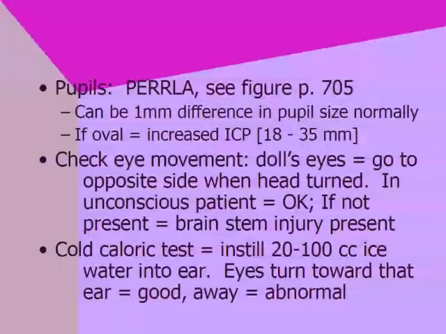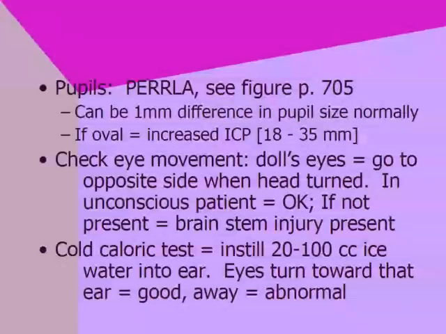18 to 35 millimeters. You need to check eye movement. Do they have doll's eyes? With doll's eyes, there's a figure on 707 that shows it. This is your oculocephalic reflex. Doll's eyes are a normal reaction. You anticipate that the eyes will go to the opposite side when the head is turned. In the unconscious patient, this is totally fine. If it's not present, it means you have brainstem injury. If the eyes rove, you have some brainstem injury.